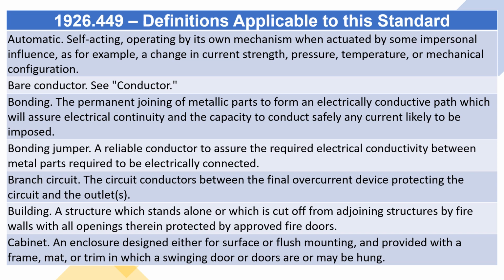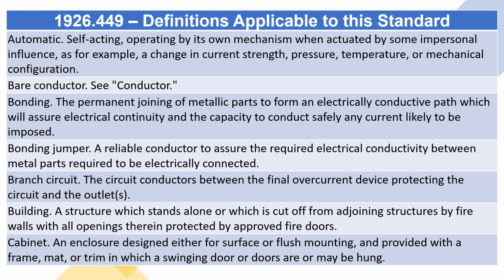Bare conductor. See conductor. Bonding. The permanent joining of metallic parts to form an electrically conductive path which will assure electrical continuity and the capacity to conduct safely any current likely to be imposed. Bonding jumper. A reliable conductor to assure the required electrical conductivity between metal parts required to be electrically connected. Branch circuit. The circuit conductors between the final overcurrent device protecting the circuit and the outlets.